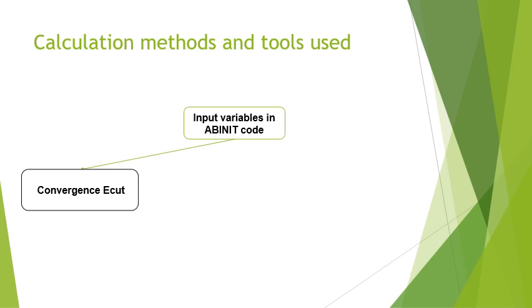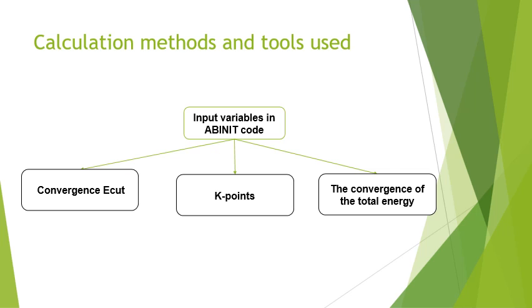So before we start our calculation, we have to do the test of the convergence. So we use a very high plane wave energy cutoff of 60 to 50 Hartree. Also, we use a high value of K point, 10 by 10 by 10. Also, the convergence of the total energy is very important, which is less than 0.1 millihartree.